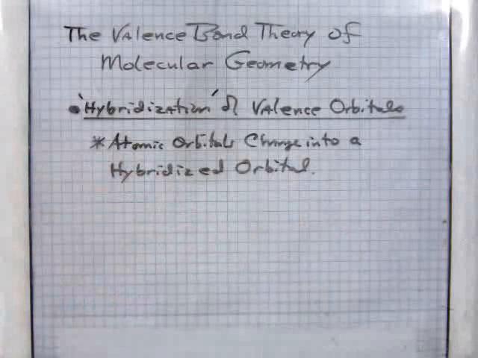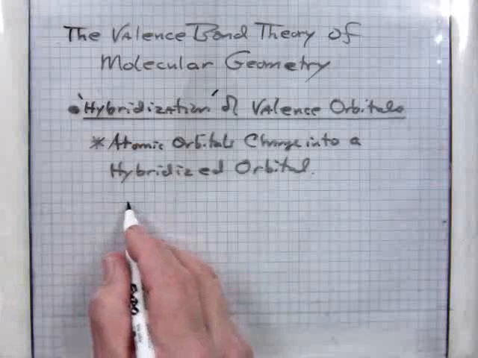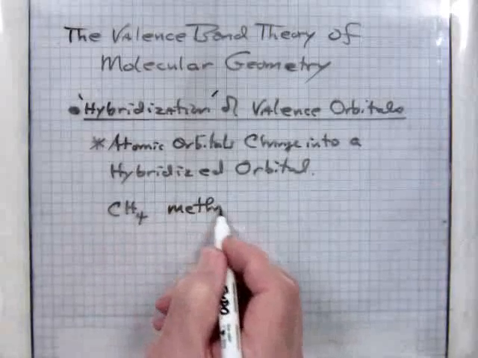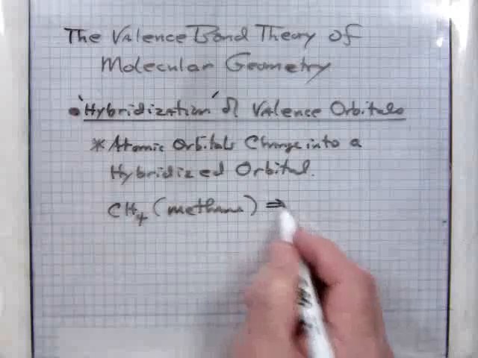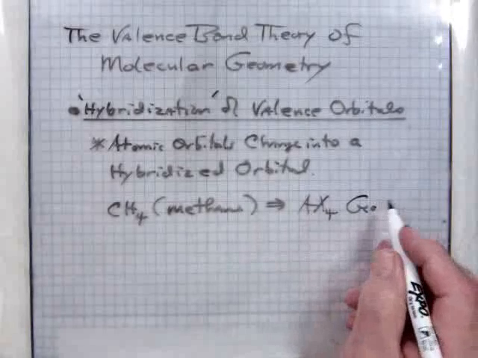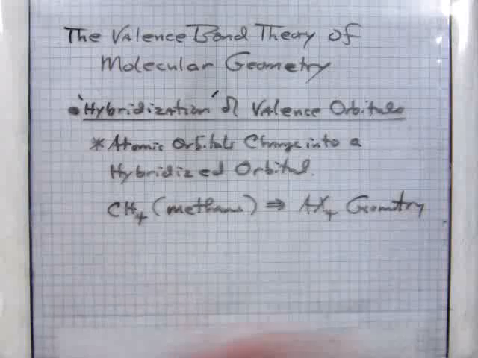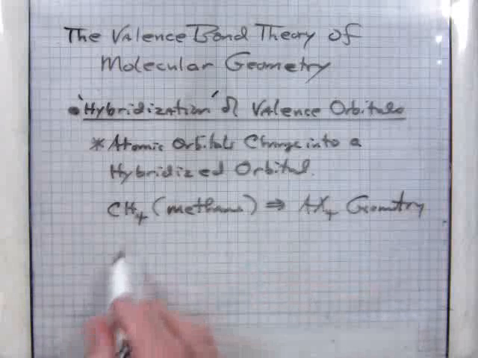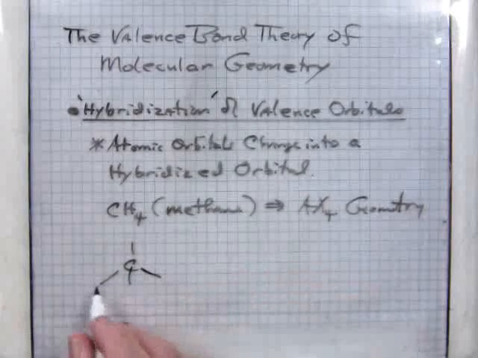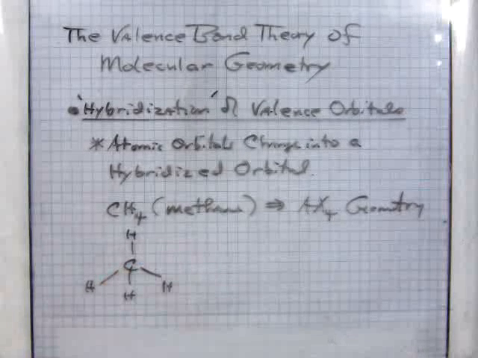Now, to understand this, we're going to talk about bonding in methane. And it is an AX4 geometry and parent. So when we look at it from the VSEPR standpoint, we have a carbon bonded covalently to 4 hydrogens. And it's a tetrahedron, we know that.